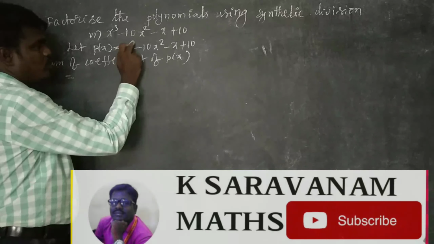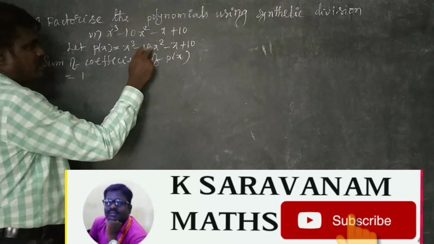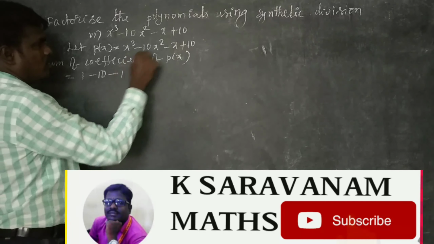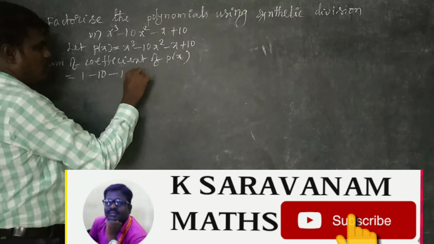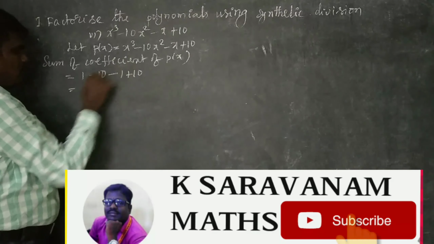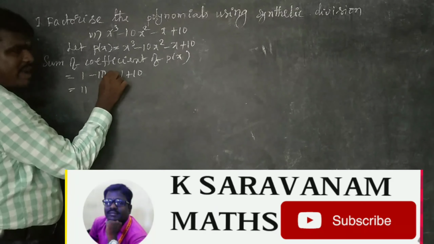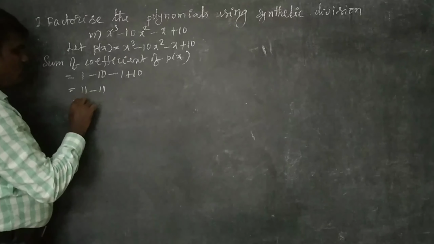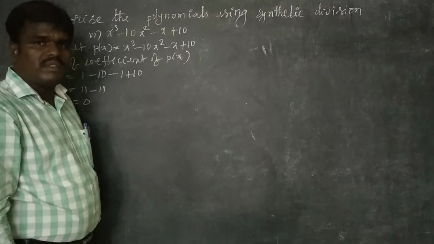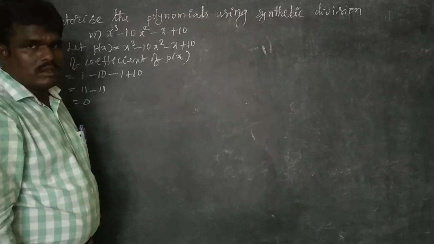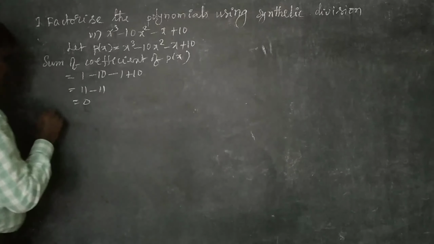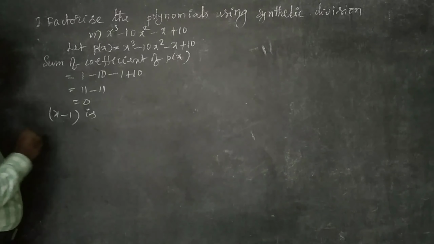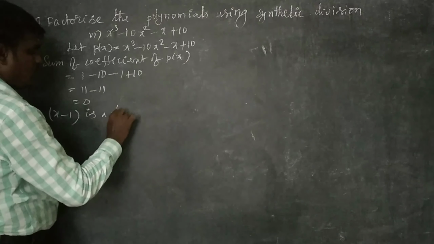The x cube coefficient is 1, the x square coefficient is minus 10, the x coefficient is minus 1, and the constant is 10. So 1 plus 10 is 11, minus 10 is 1, minus 1 is 0. The sum of the coefficients of p of x is 0, so x minus 1 is a factor.